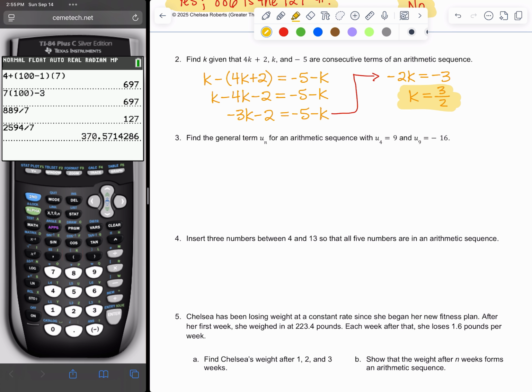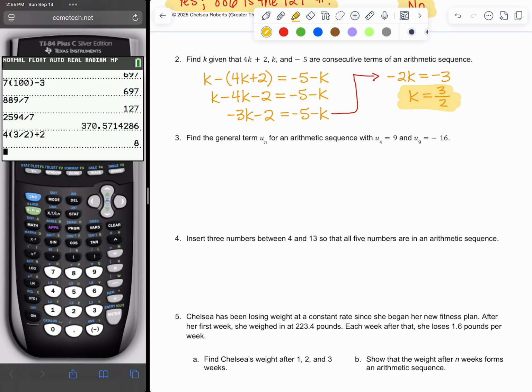So now if you want to check to make sure that you're right, you could do 4 times 3/2 plus 2, and that gives you 8. Okay, and then you have 8, and then you have k by itself is 3/2. So if I do 3/2 subtract 8, I get -6.5. And if I do -5 minus 3/2, make sure I put that in parentheses, I will get -6.5. So I know that that k value was right. When I plug it in, I have the same common difference.